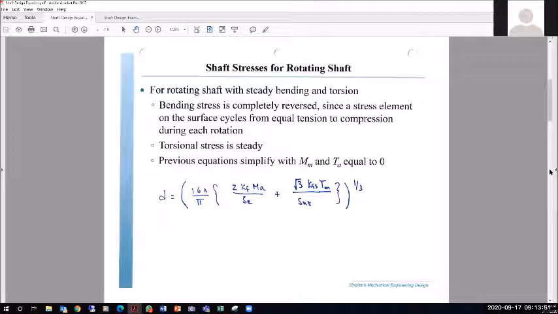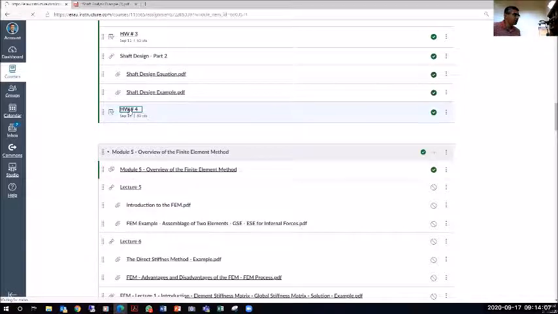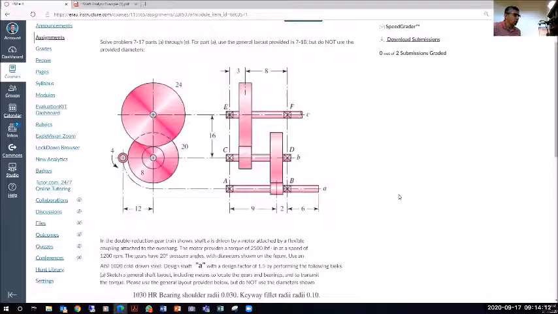Okay. And then, so we're given a torque in the problem. Is that the same torque that we use for this equation? Let me open homework 4 so everyone can see it. So homework 4. We are given a motor that provides a torque, right? And this motor is providing a torque, and we're looking at shaft A. You see this shaft A.